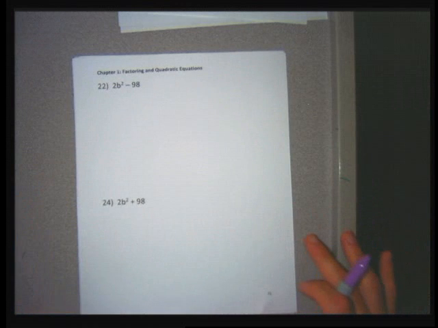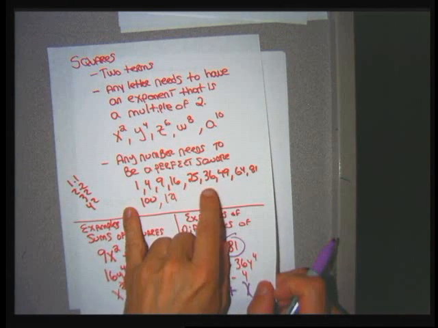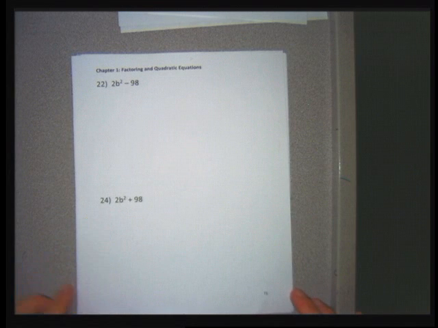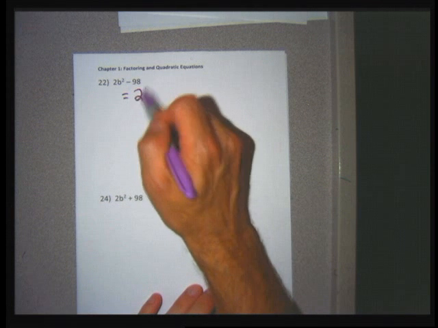22, if I look at the numbers in 22, I see the numbers 2 and I see the numbers 98. Well, 2 is not a perfect square, 98 is not a perfect square. This doesn't look like it's a difference of squares. But just like the last problem, just like the problem after this, there's a common factor. When I pull out the common factor, you'll start to see the square problem pop up. So in problem 22, there's a common factor of a 2.